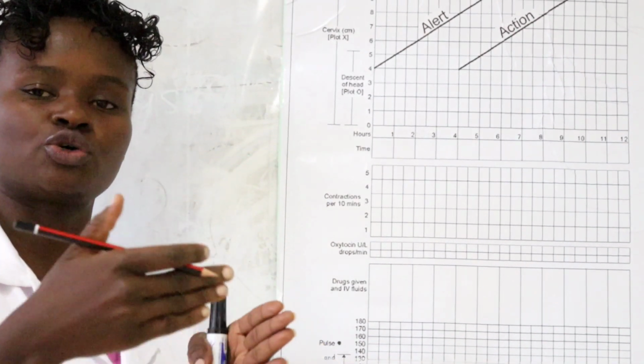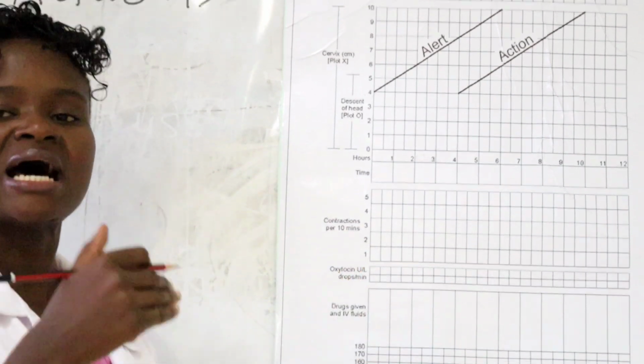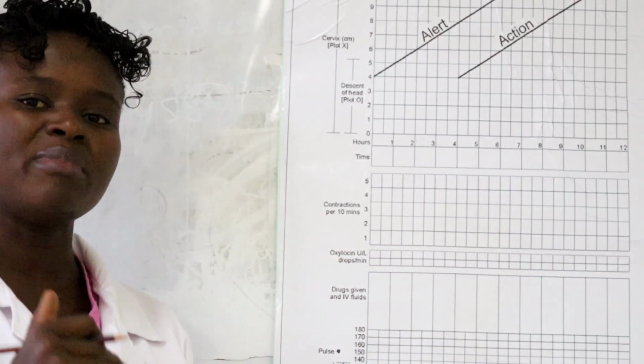So when you say how long does a contraction take, you're counting it in seconds. Then frequency simply means how many of those contractions are within 10 minutes. I'll come again. When you say frequency, you're simply saying how many of those contractions are charted within a span of 10 minutes.